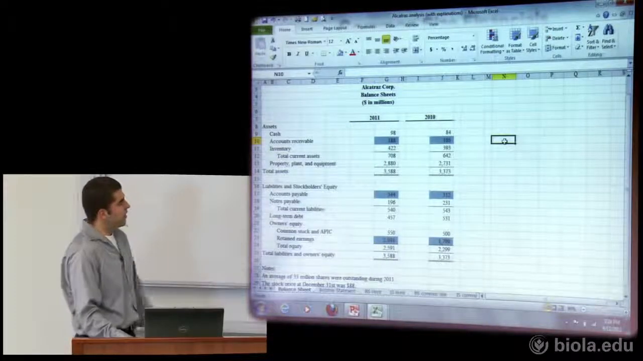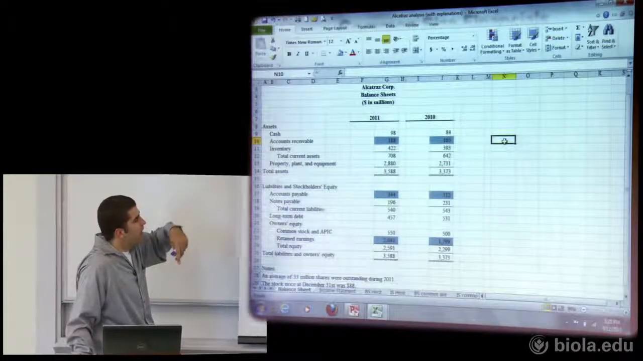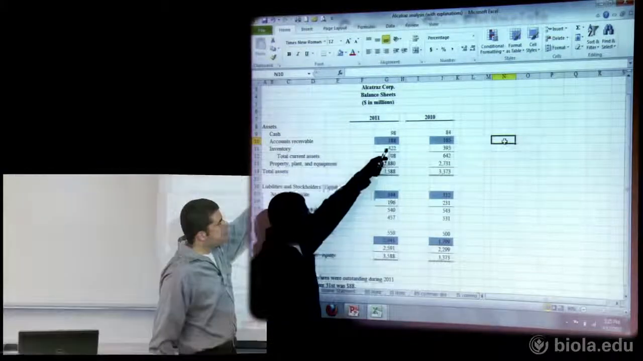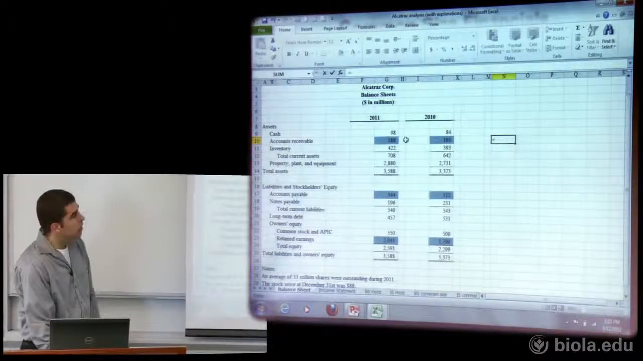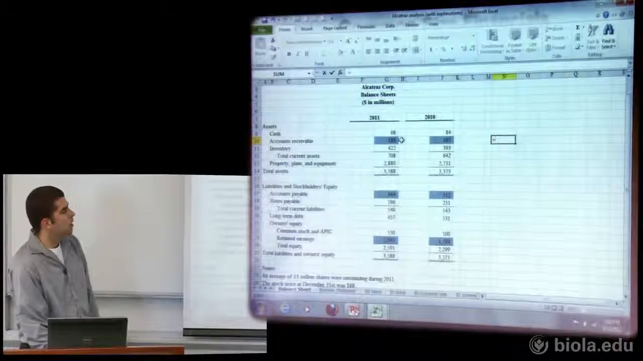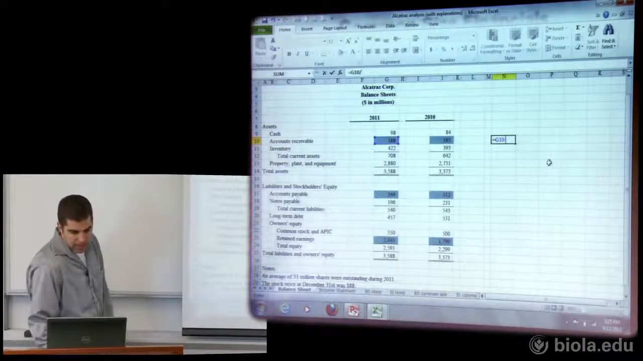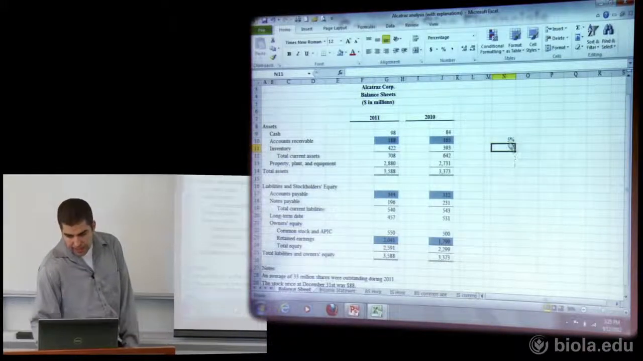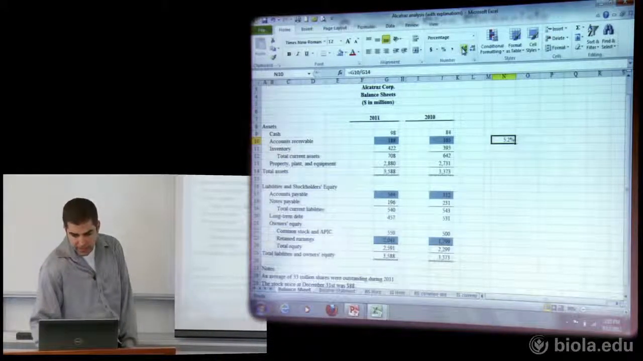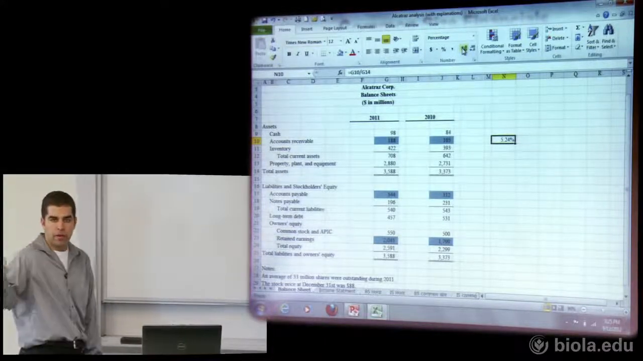Okay, let's go through a couple of these together. Let's start with accounts receivable. Anybody want to start us out? Kim, you want to help me out with accounts receivable? How did you calculate your common size percentage for that line? Okay, so you took this individual line item for accounts receivable and divided it by your total assets, and you said that accounts receivable for 2011 was 5.24% of total assets. Everybody with me on that?